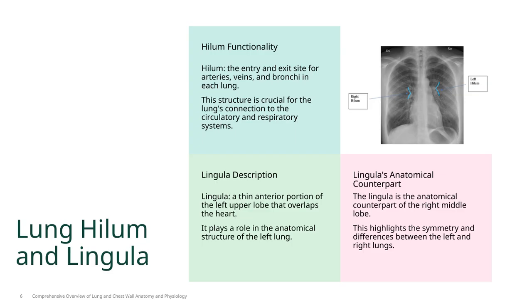Now, if we compare the lingula to other parts of the lung, it's actually the counterpart of the right middle lobe. This symmetry and the differences between the two sides highlight how the lungs are designed to accommodate the heart and other structures. Recognizing these parallels helps us better understand lung anatomy and its functional significance within the respiratory system.